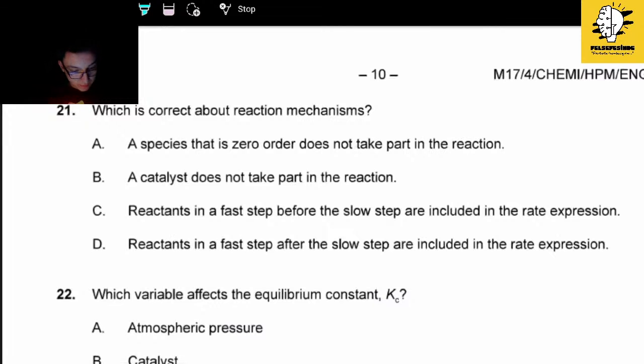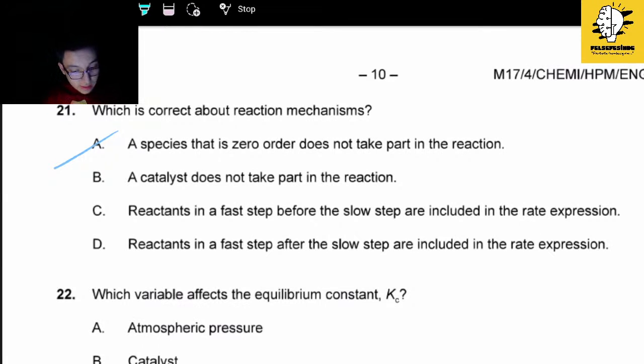Okay. 21. Which is correct about reaction mechanisms, it is asking. So, for this question, a species that is zero order does not take part in the reaction. No, its concentration just does not have an impact on the reaction's rate expression, but it does take place. Think about SN1 mechanisms. Hydroxide was in the reaction, but it was just not having an impact on the rate expression.